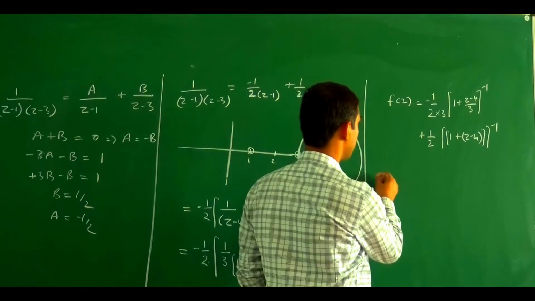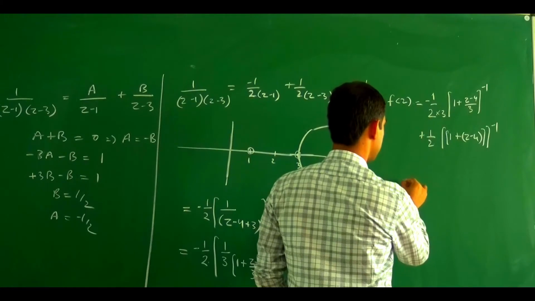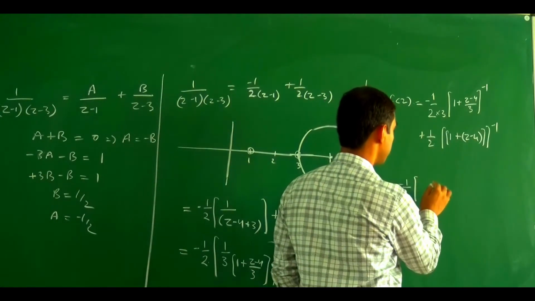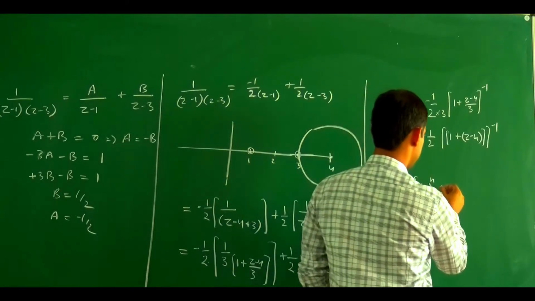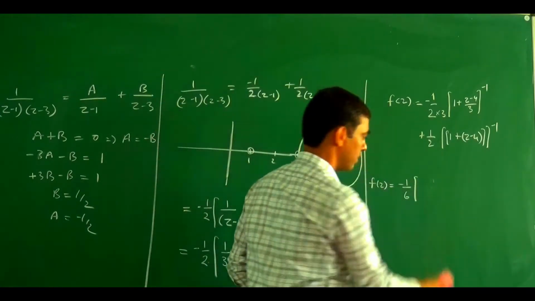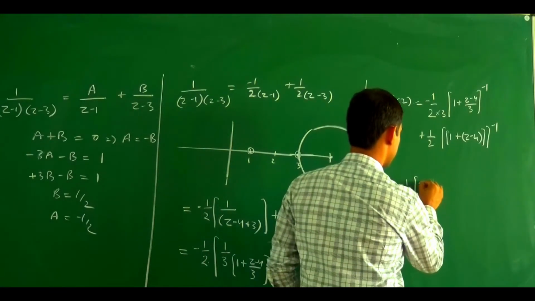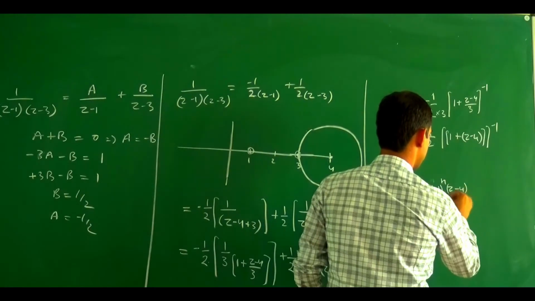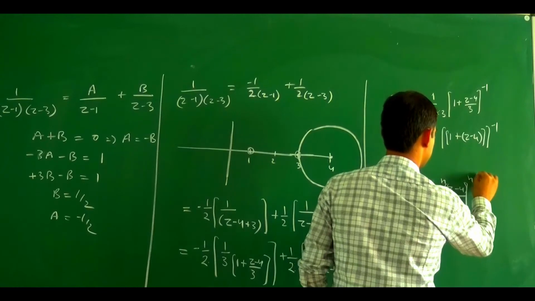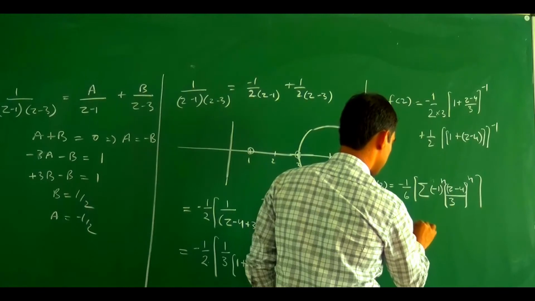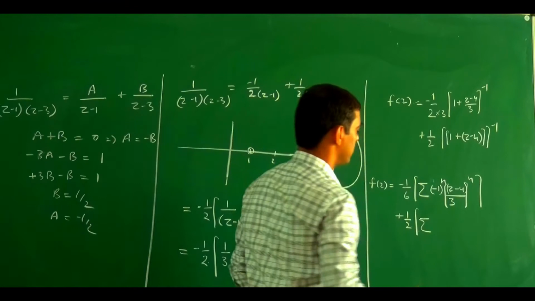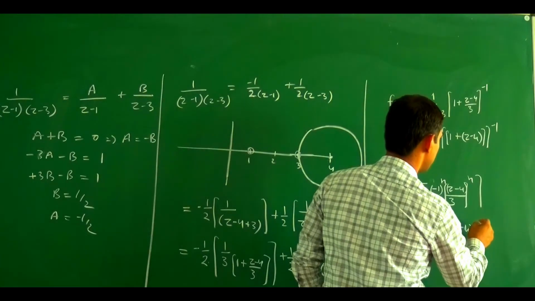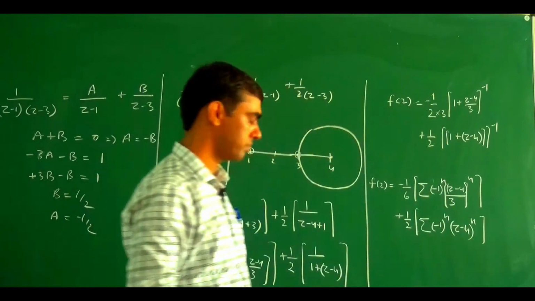So if we expand this one, then what is the value? f(z) equal minus 1 by 6 outside, or you may write 1 by 2 outside. So this becomes minus 1 to power n, in terms of a summation. The value for this one is summation n equals 0 to infinity, minus 1 to power n, (z minus 4) divided by 3 to power n. This one is your first term. What is the second term? Plus 1 by twice, inside summation, minus 1 to power n, (z minus 4) to power n. So this one is the Taylor series expansion.